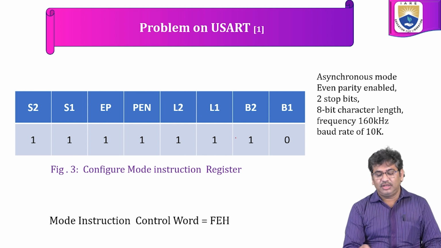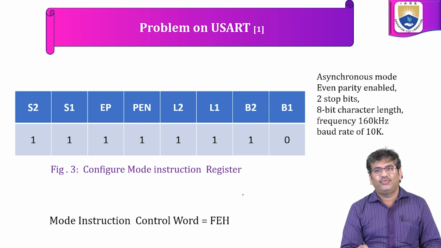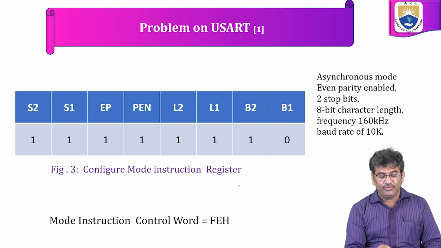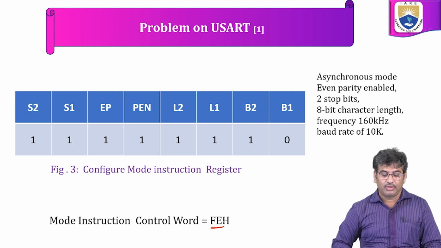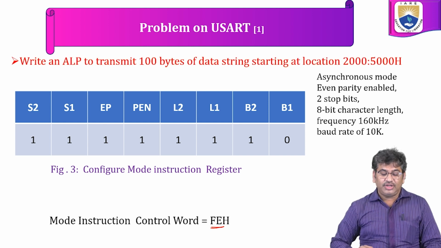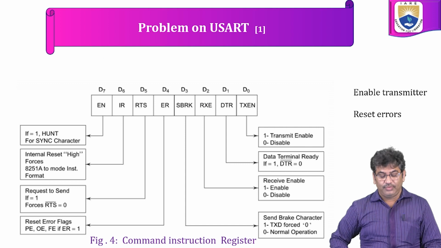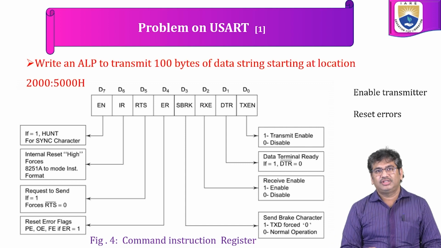So these are the values for each and every bit for configuring the mode instruction register. The value which we are going to write is 1111 1110 in the binary format, whereas in the hexadecimal format the value is FEH. The next register we have to configure is the command instruction register.